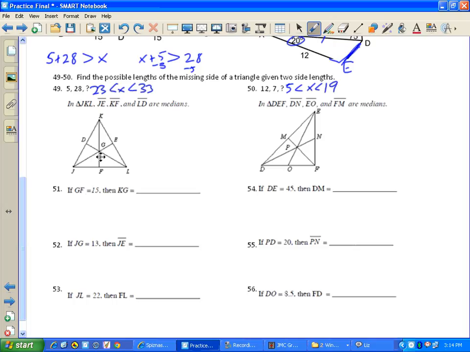I'm using this picture, GF. Here, this is 15. This is a 2-to-1 ratio between GF and KG. So KG is going to be 30. Here they're saying JG, this piece, is 13. JE, the whole thing. So this is 2/3. I need to find the whole thing. So 2/3 of something is 13. So I'm going to multiply both sides by the reciprocal 3/2. And I would get 39 halves, which is 19.5.